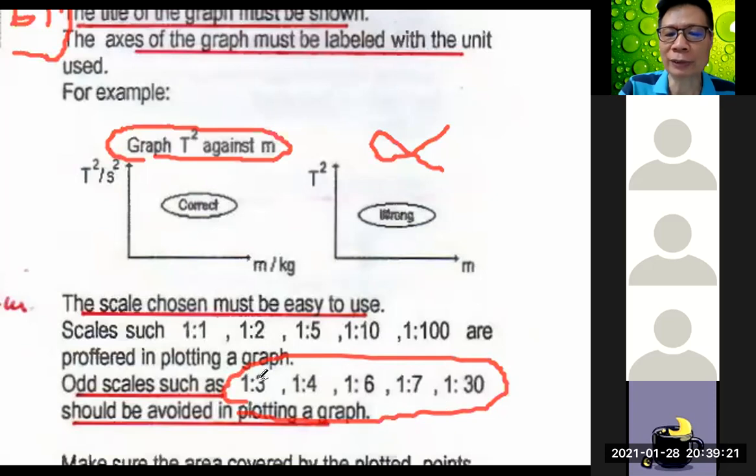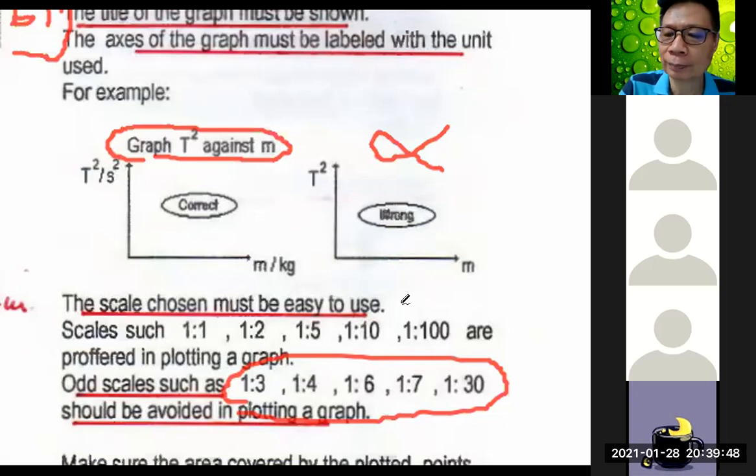For example, you put 1 to 3, so you start with 0, 3, 6, 9, 12, 15, like that. Then later on, you want to read a number on the graph. Very hard to read, because one box is 3. Inside one box there are 10 divisions, so how? Very hard. So don't choose this kind of scale. Okay.